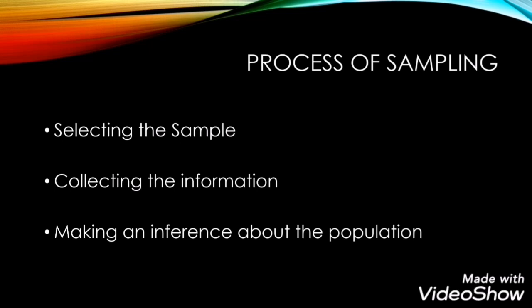The process of sampling involves three elements: selecting the sample, collecting the information, and making an inference about the population. These three elements cannot generally be considered in isolation from one another. Sample selection, data collection, and estimation are all interwoven, and each has an impact on the others. Sampling is not haphazard selection; it embodies definite rules for selecting the sample.